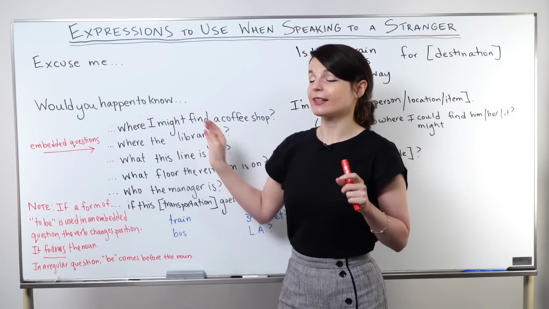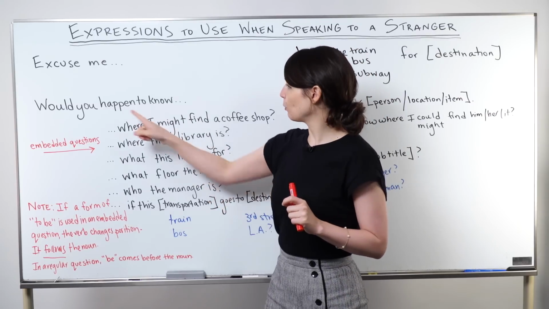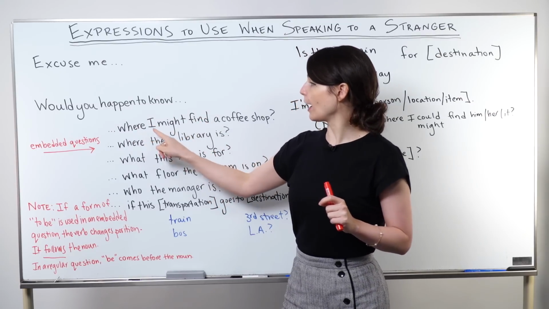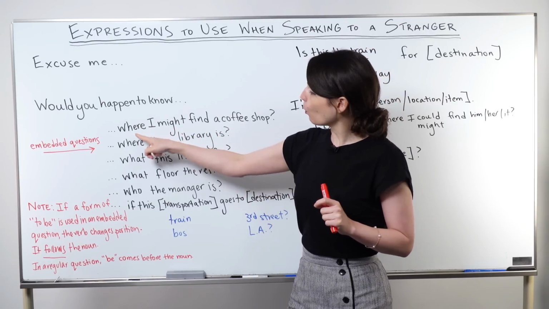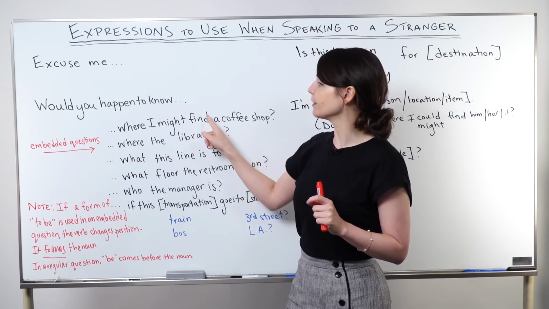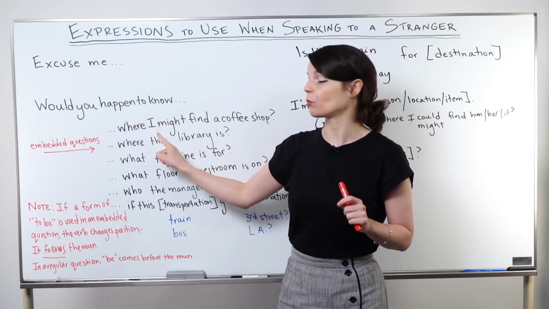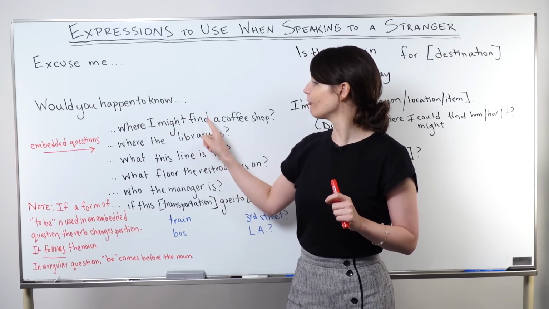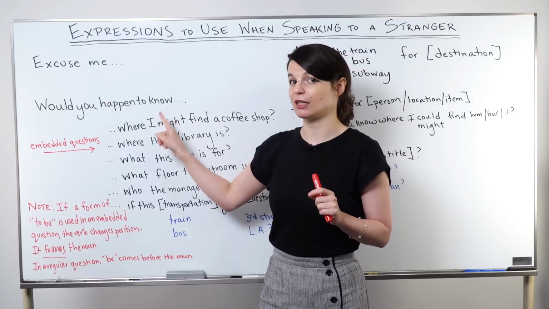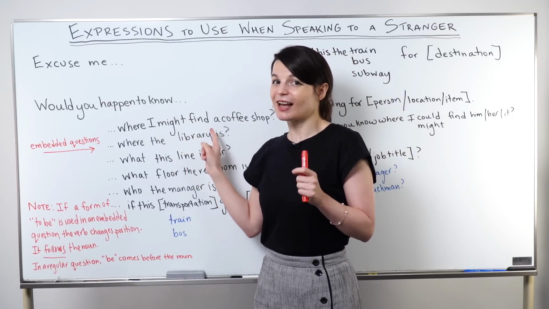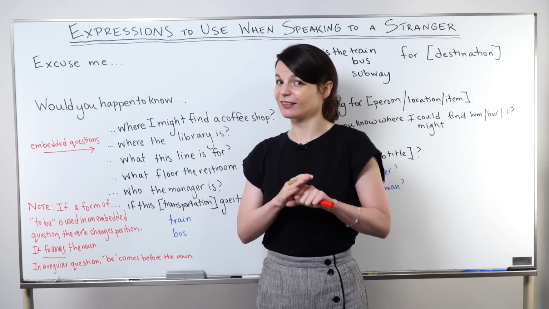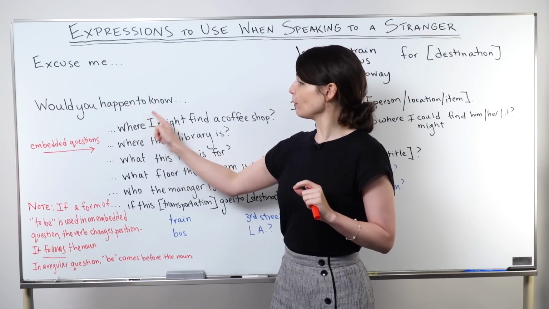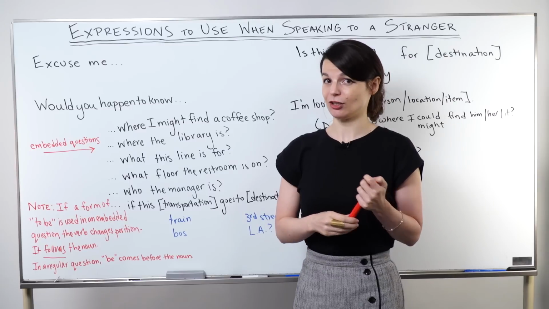So let's look at some examples. Would you happen to know where I might find a coffee shop? So this where I might find sounds very polite as well. Where I might find, where it's possible for me to find. I'm not sure exactly where the coffee shop is. Maybe do you know about where there's a coffee shop? So would you happen to know where I might find a coffee shop?